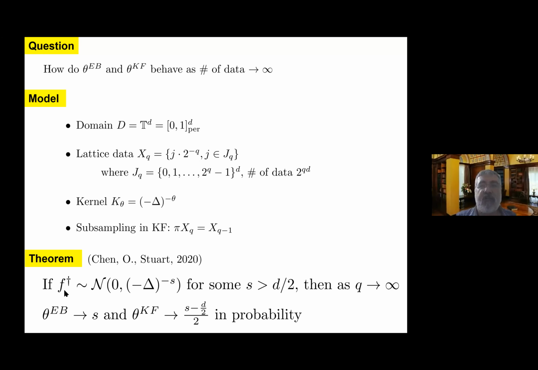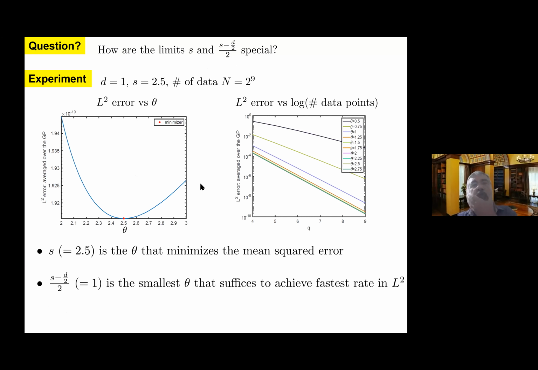If the target function is sampled from the distribution of a centered Gaussian process with covariance function k_s with s greater than d over 2, so we assume the model to be well specified and the true theta to be s. Then as q goes to infinity, so as the number of data points goes to infinity, the empirical bias estimate converges to s, and the kernel flow estimate converges to s minus d over 2, where the convergence is in probability. So an immediate question is, how are those two limits, s and s minus d over 2, special?